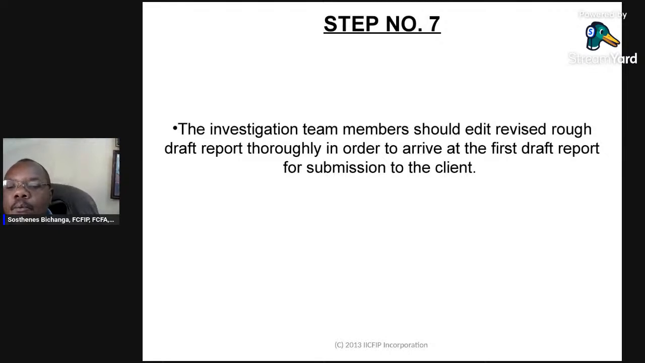In this case, once the investigation has been concluded and the report is ready for submission to the client, you must first use professional editors, those people who are trained in editing, those people who are experienced in editing, to have a look at your report so that it is perfect. You would note that the forensic report, once submitted to the client, becomes a public document.